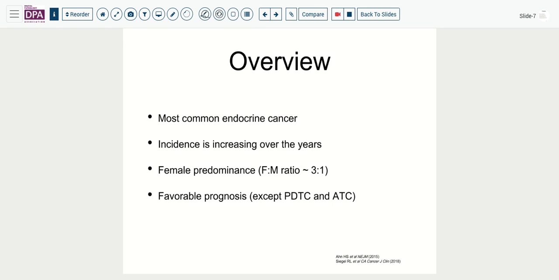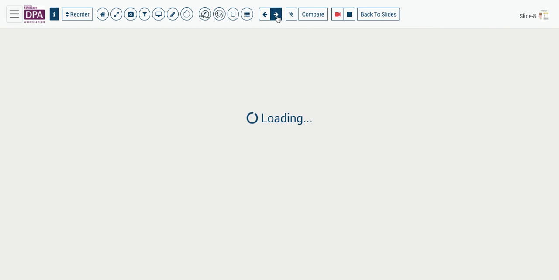Of course, first of all, it's important to recognize that thyroid carcinoma is the most common endocrine carcinoma, and that it has been increasing in frequency. It tends to be a female disease more than male disease. And most of the tumors are differentiated thyroid carcinomas, meaning papillary or follicular types. And so they tend to have a good prognosis, and thus prolonged survival is possible.